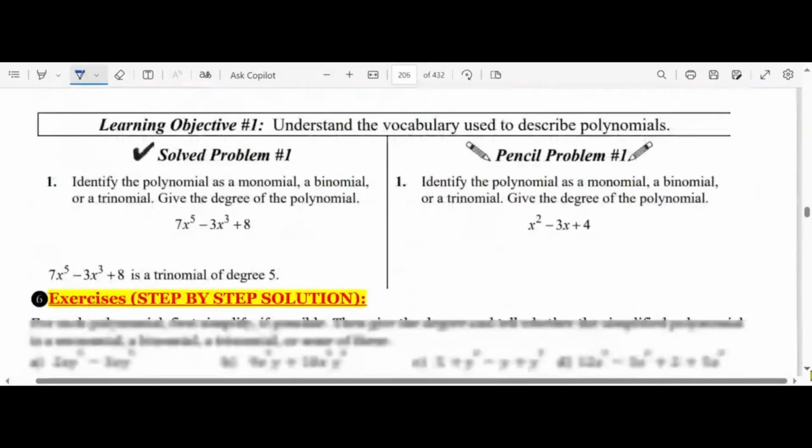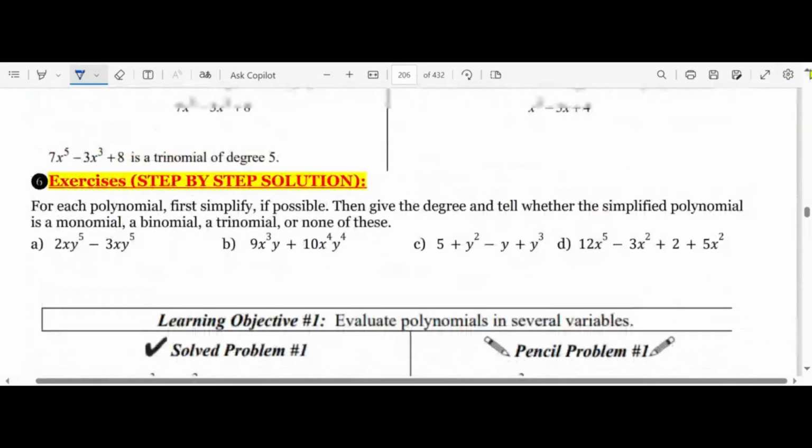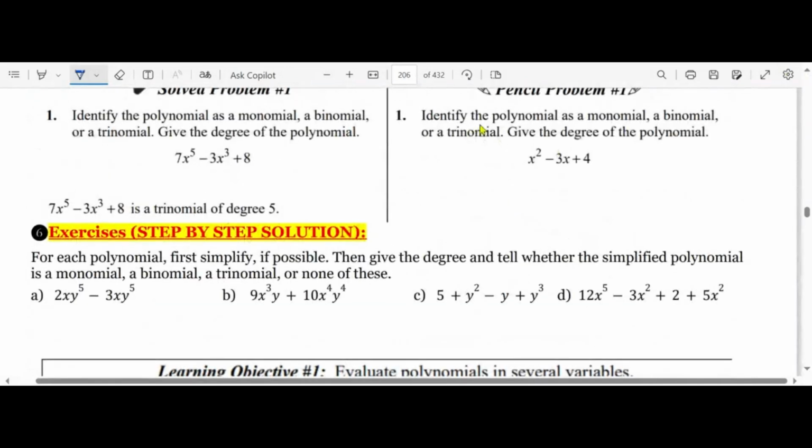Okay. Step by step. Now it's slowly back. Here he said identify the polynomial as monomial, binomial or trinomial. Monomial means what? 1 term. Binomial means what? 2 terms. Trinomial means how many? 3. So how many do you have here? 3. So this is called what? Trinomial. Very good. Easy? What about this one? How many? 3. So it's what?